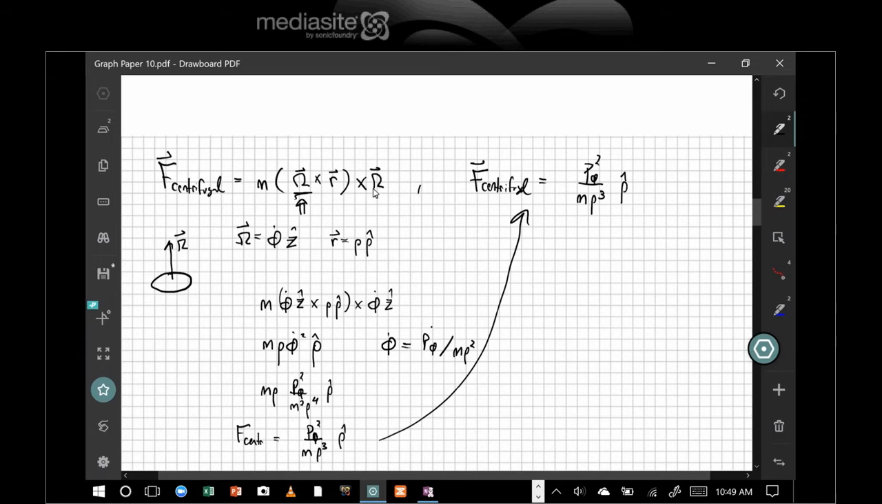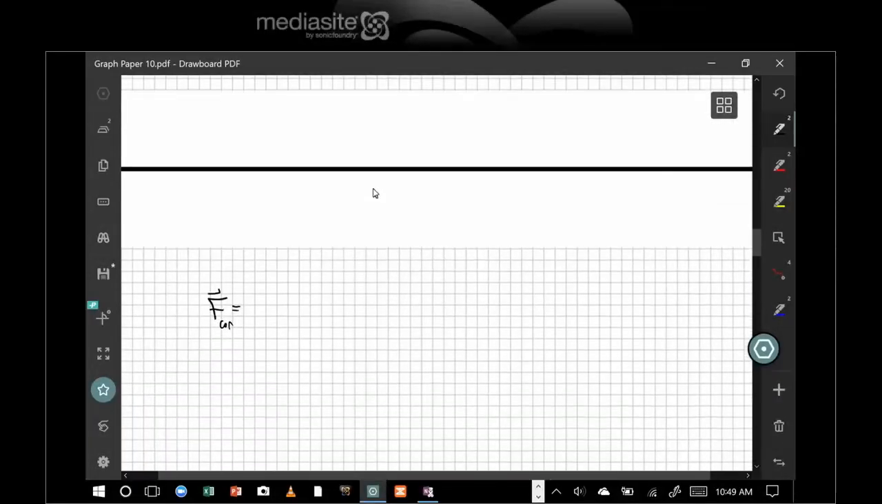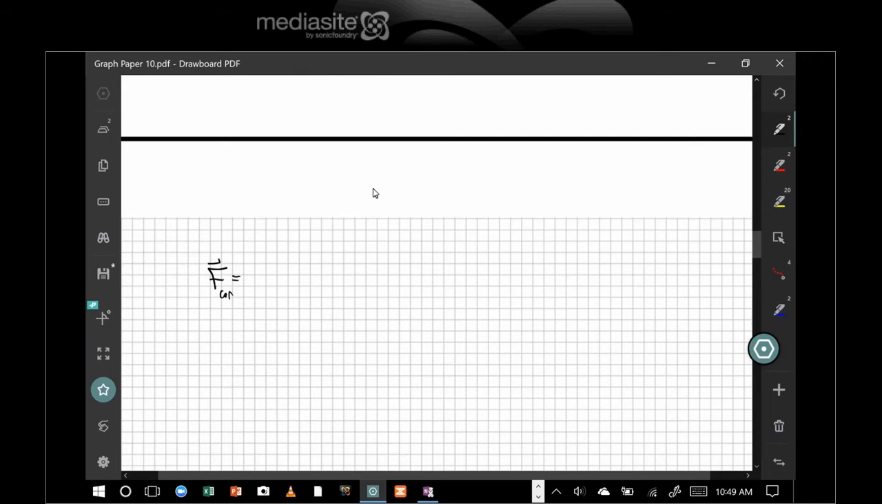But that's going to give me, again, this is the centrifugal term, p_phi squared over m rho cubed, rho hat. That is exactly this term here. So that expression is a general expression for the centrifugal term that we've been seeing all along. So what the centrifugal term is, basically, it's an outward force.